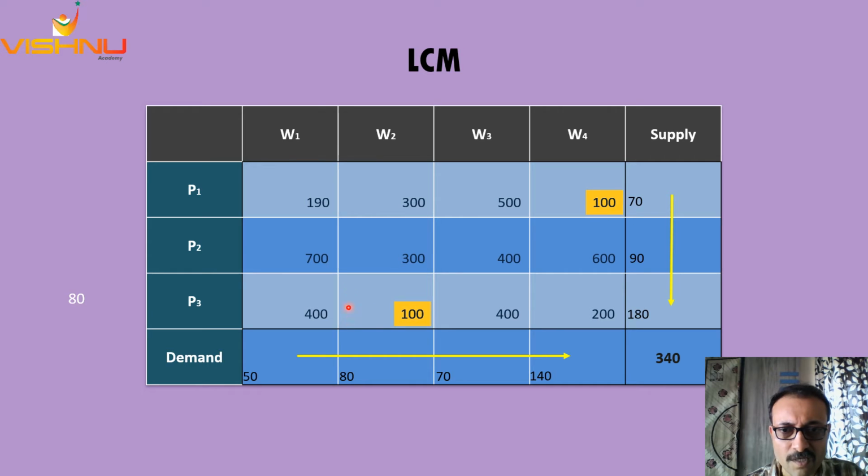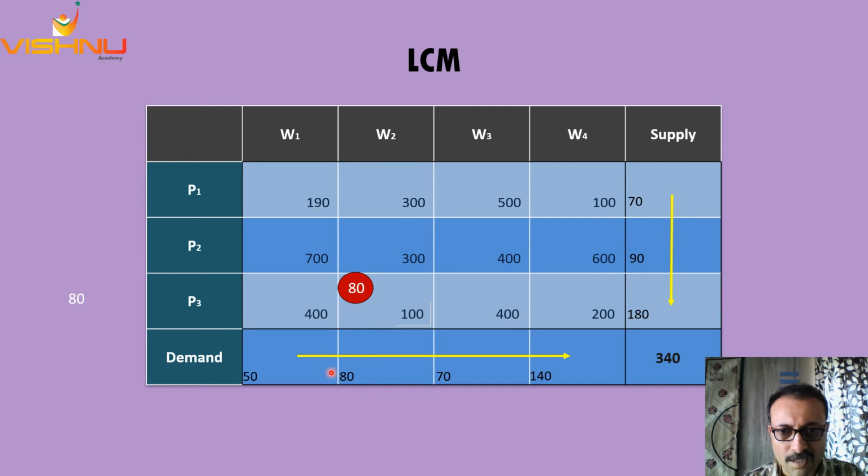So the company would definitely want to prioritize transporting to this cell first, that is P3W2. So we identify this particular cell for the first allotment, the first transportation allotment. And how many units can we transport here? That we have just discussed, which is 80 in this case. Now what happens next?